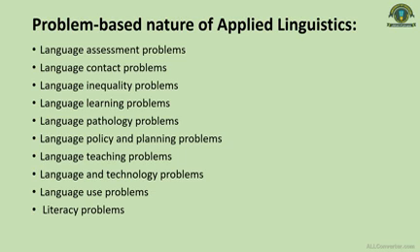Next one is language policy and planning problem. The problems related to planning such as status planning, corpus planning, acquisition planning, ethnicity of a language, multilingualism, political factors. These are the problems that are related to language policies and planning. So with the help of applied linguistics, linguists try to solve these problems.